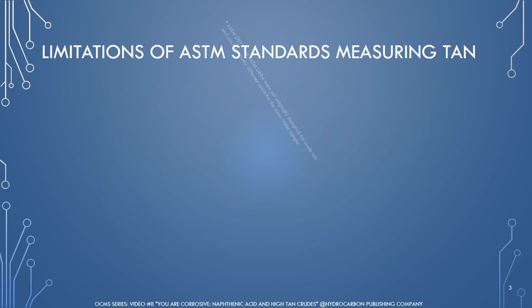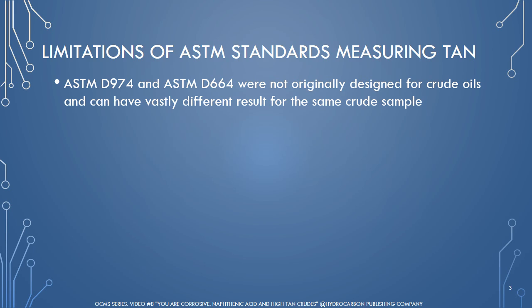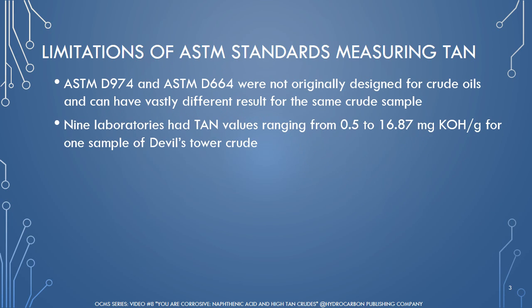Because ASTM D974 and ASTM D664 were both specifically designed for other petroleum products, results for one crude oil sample may vary among different laboratories. According to a study reported at the February 2007 meeting of the Crude Oil Quality Group, slightly different testing procedures and preparation steps led to significant variation in TAN value measurements of Devil's Tower crude, which ranged from 0.5 to 16.87 at 9 different laboratories.